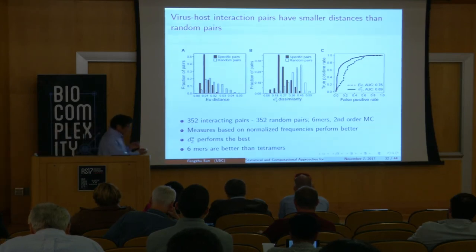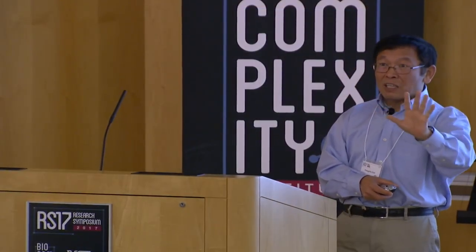Now, once we have this, we can also use this distance measure to predict: if it's smaller, then you predict the infection; otherwise, you don't predict the infection. And what kind of ROC curve do you get? This here is the ROC curve. For our D2 star, you get an AUC equal to 0.89. For the Euclidean distance, you get an AUC equal to 0.76. Very simple.